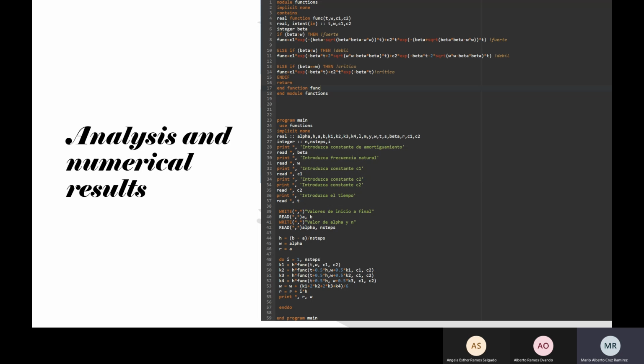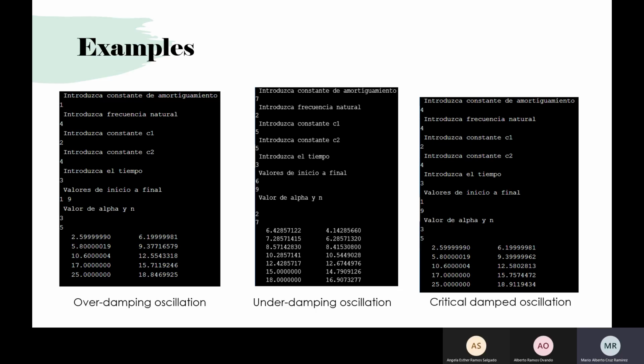Now we have 3 examples. The first example is for the overdamped oscillation. This has the constant beta 1, the omega 4, and the other constants. The first column of the result is the iteration of the Runge-Kutta method, and the second column is the result of the equation for the damped oscillation, in this case the overdamped oscillation.